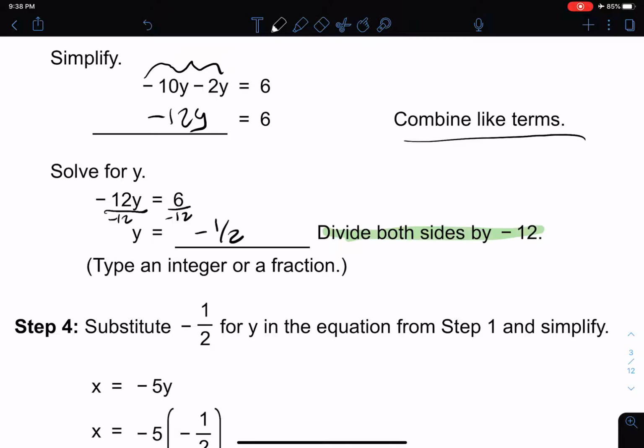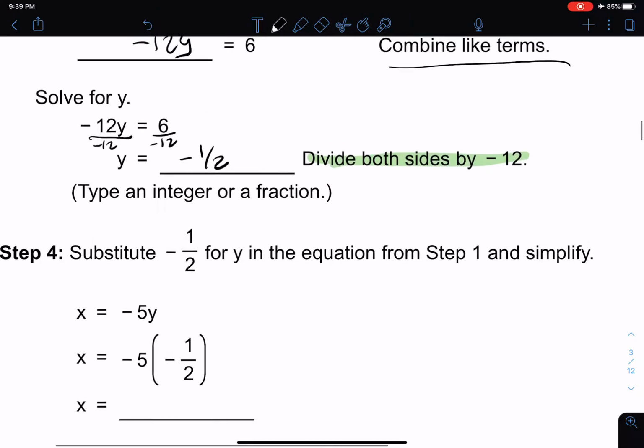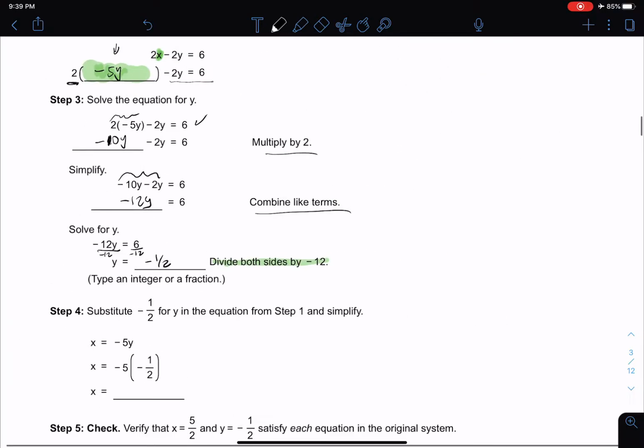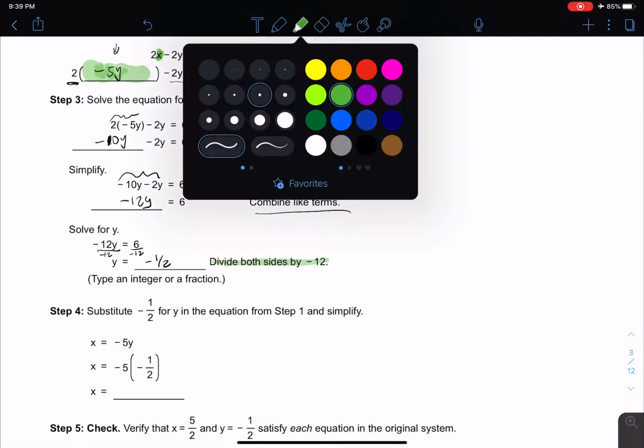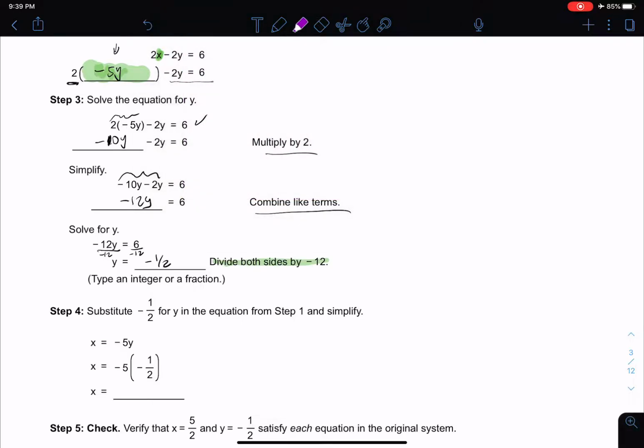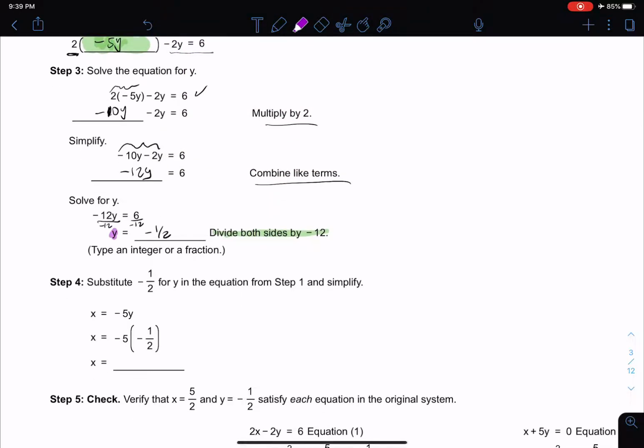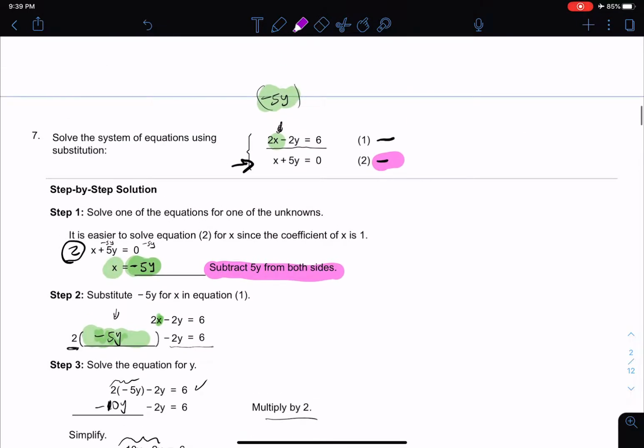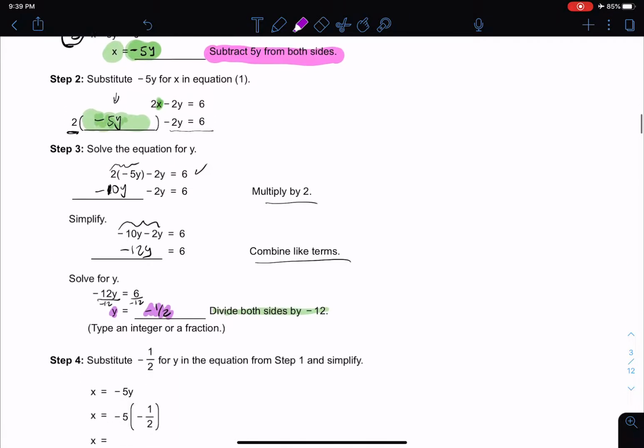Okay, so our answer, so it says substitute negative half for y in the equation in step 1 and simplify. So technically, now we're saying that y is the same as negative half. So technically we can go back to the original equation and we can plug y into either equation. Either one will work. But you might as well pick the one that's easiest, which looks like this guy right here. So we're going to plug in our answer of negative half in for that y in equation number 1.